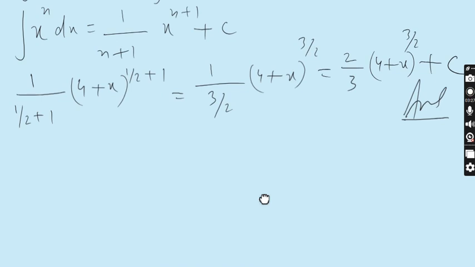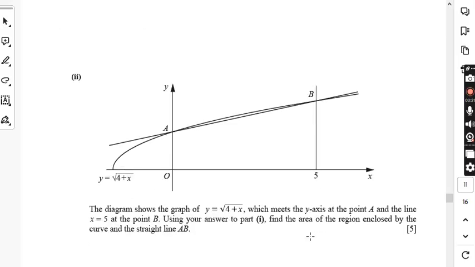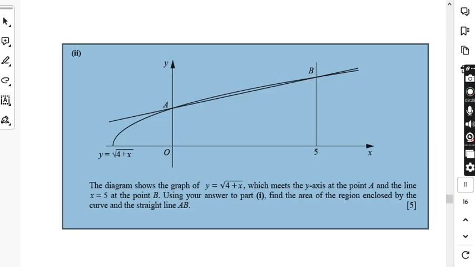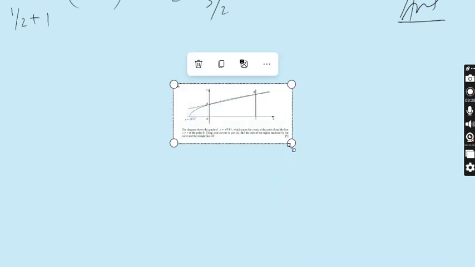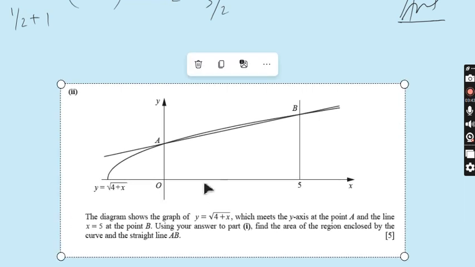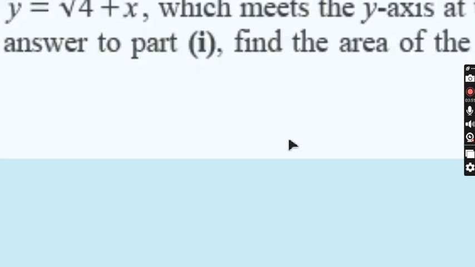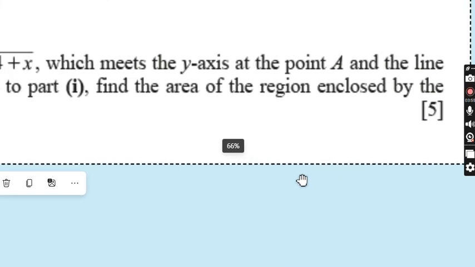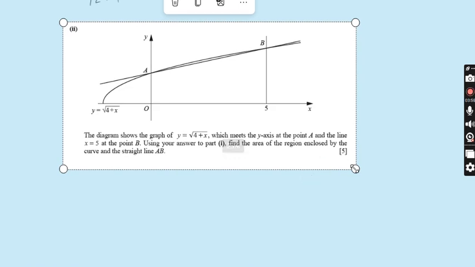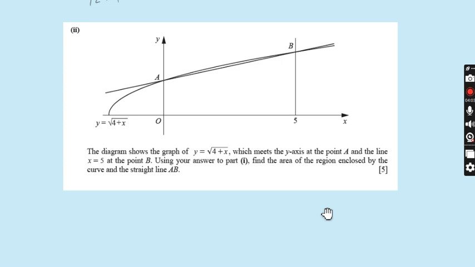Now move to the second part. First copy, then paste it on my board and enlarge it so that you can see the whole question easily. The diagram shows the graph of y equals root of 4 plus x, which meets the y-axis at the point A, and the line x equals 5 at the point B. Using your answer to part 1, find the area of the region enclosed by the curve and the straight line AB.